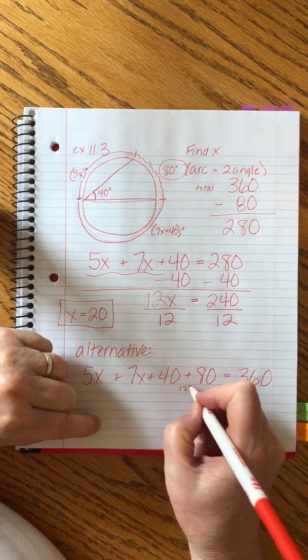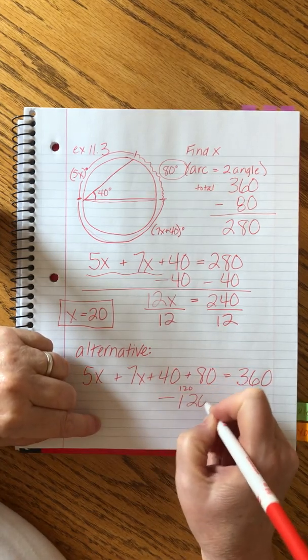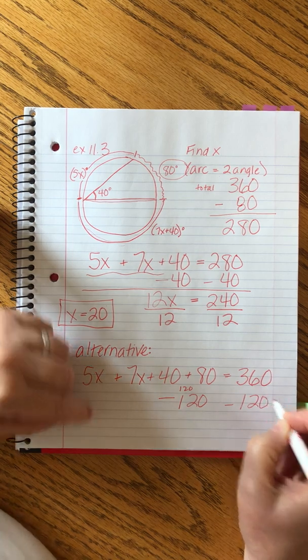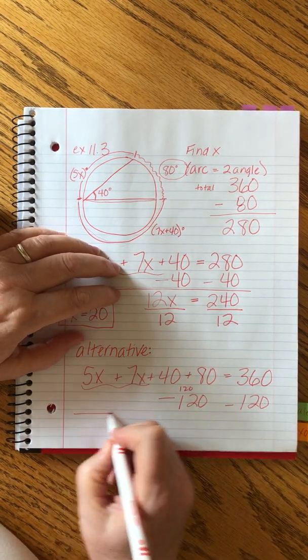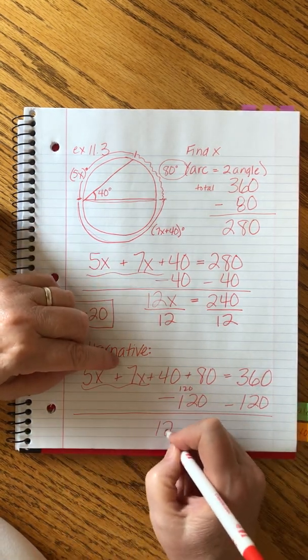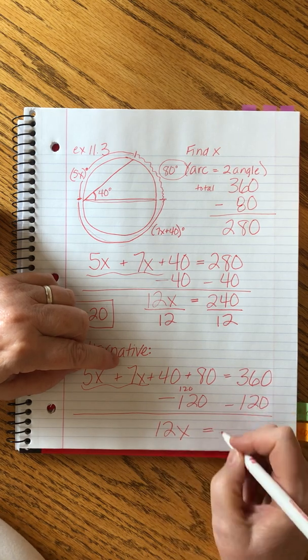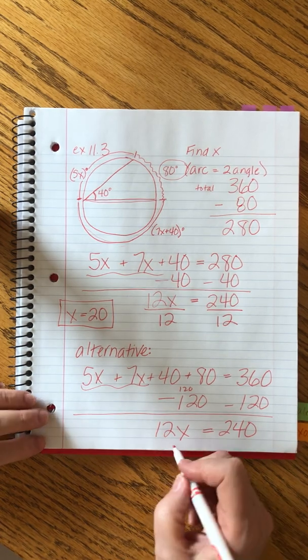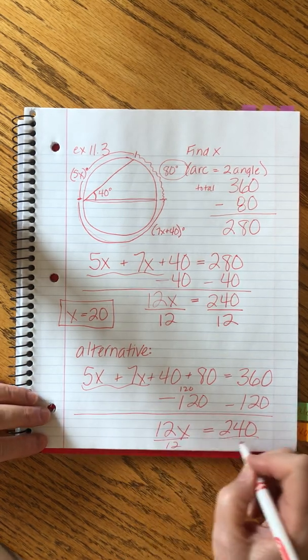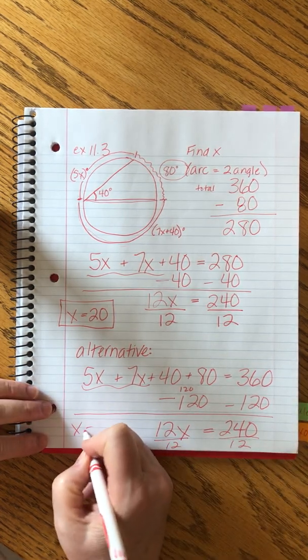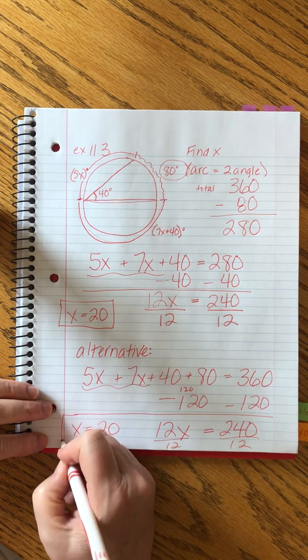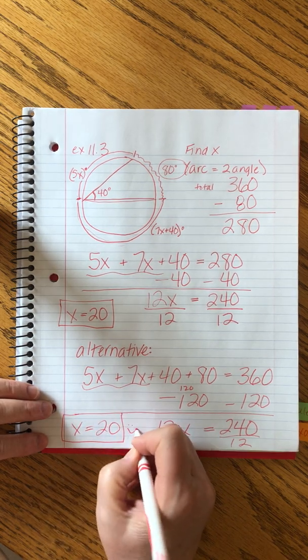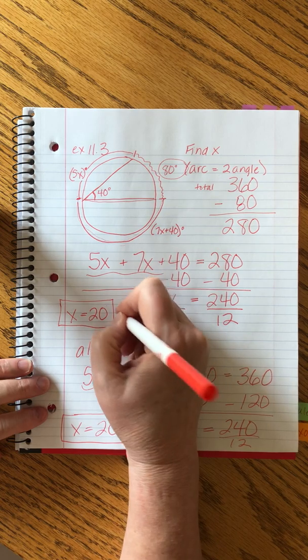This adds to 120, right? So we would subtract 120 and then we would combine those like terms and we would get 12x equals 240, which is the exact same thing we got there. X equals 20. So same answer either way. It's just a question of what jumps into your brain faster.